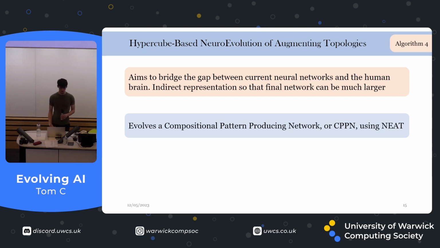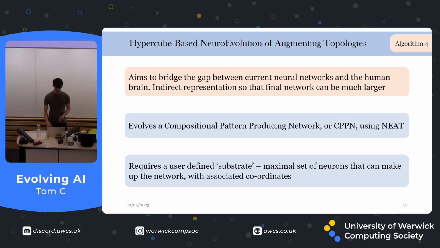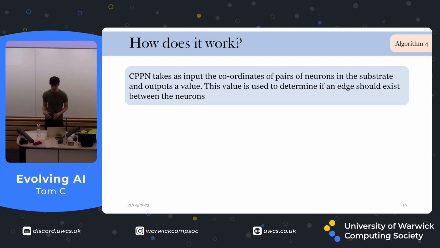So to do this, we evolve using NEAT a different neural network called a compositional pattern producing network, or CPPN. We also define a substrate, which is a maximal set of neurons from which the final network can consist of. And we give each neuron in that substrate a coordinate. So the CPPN is a network that has 7 inputs for my example, because I'm using 3 dimensions. So we have an input for each dimension of each pair of neurons. So that's 6, and then we also add a bias. 7 inputs, a single output.